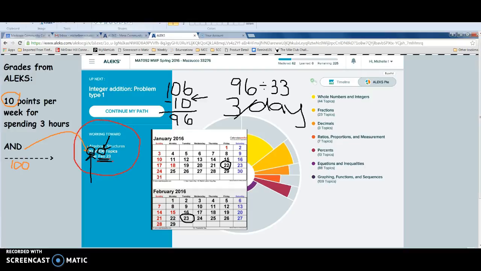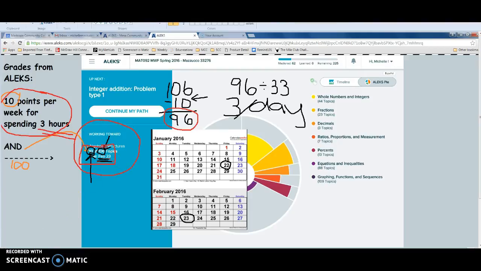So again, to recap here, we have 10 points we're earning every week for spending 3 hours. So you need to spend at least 3 hours. But if this number here is high, the amount of problems you have to do in the 33 days is high, then you are going to have more than 3 hours to spend. So at minimum, everyone in this class has to spend 3 hours. You'll get 10 points for homework for doing that. If you only spend 2 hours instead of 3, you'll still get points, but you won't get the full 10 points. And then the other grade you will earn is based on how much of this is done.